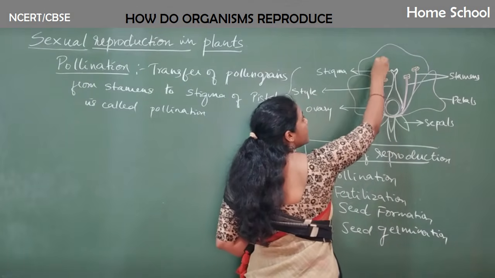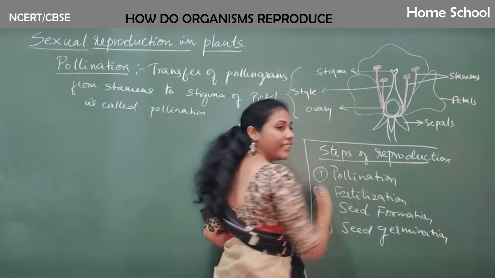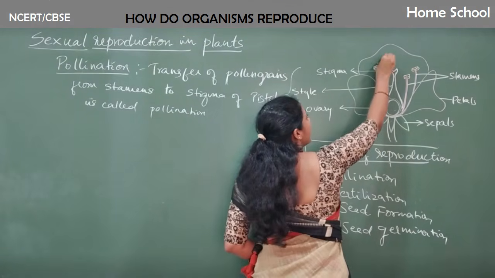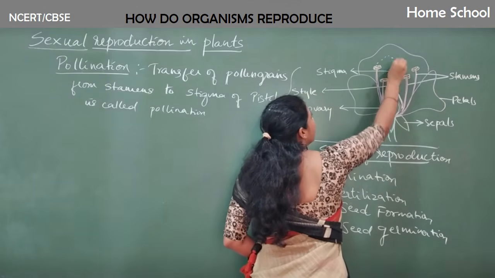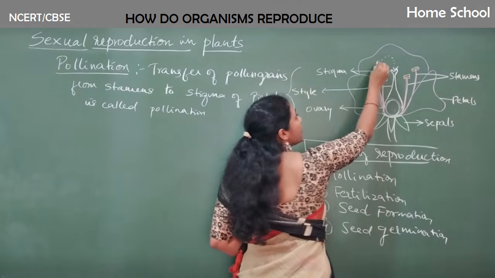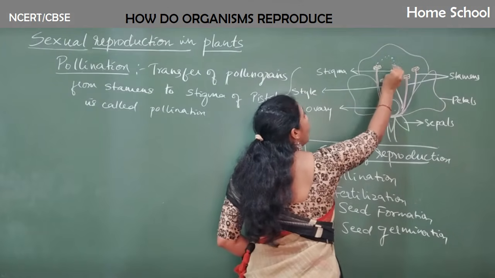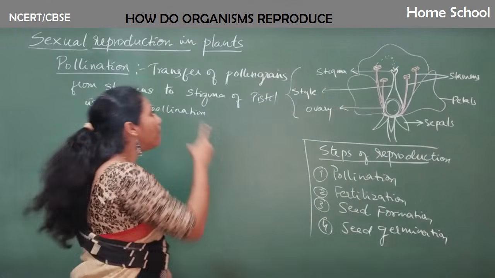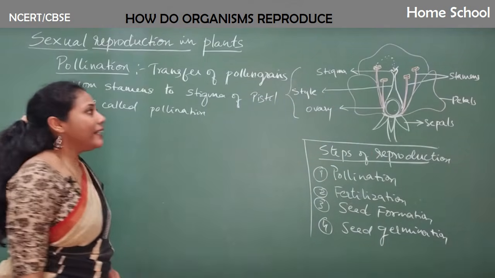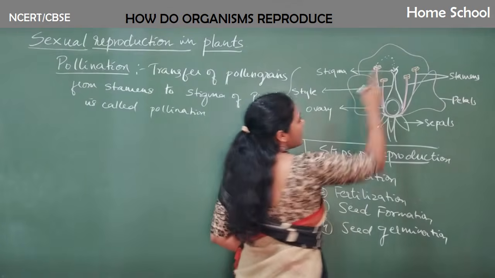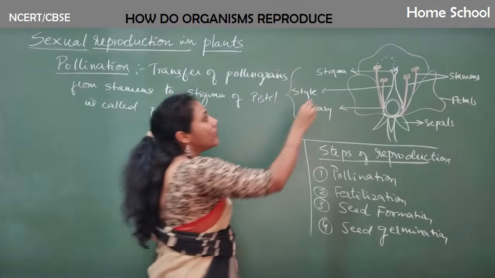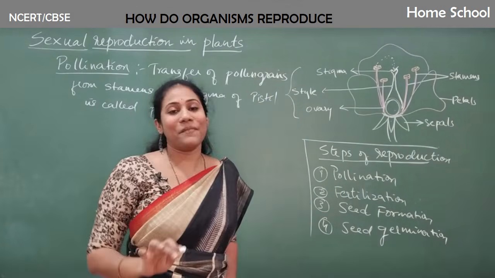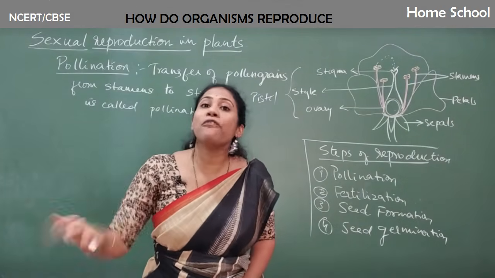See, these male germs should reach to the ovary. To reach to this point, first these guys have to transfer to stigma, isn't it? So that transfer of pollen grains from stamens to stigma is called pollination. Okay, and now how will this transfer take place? Who will carry out the pollen grains from anther to stigma? It is insects or wind or water.